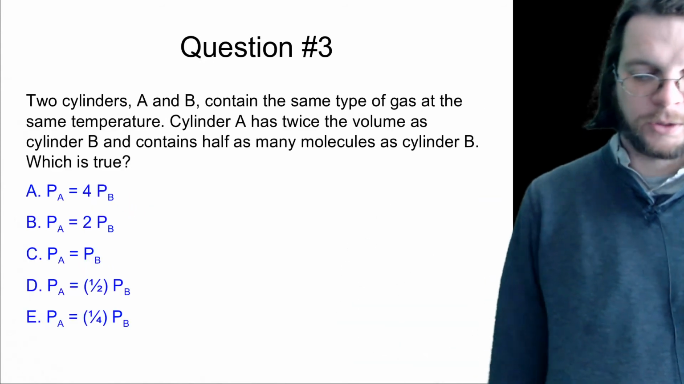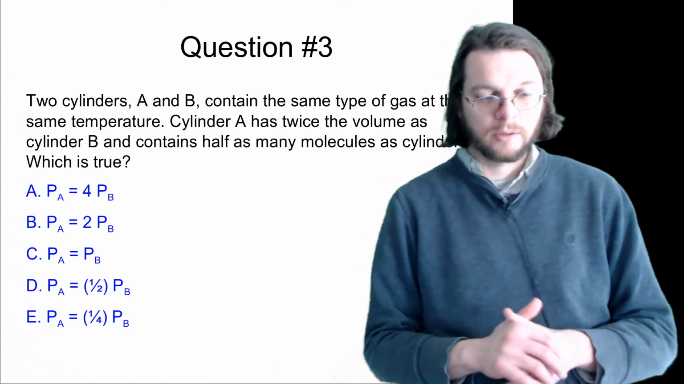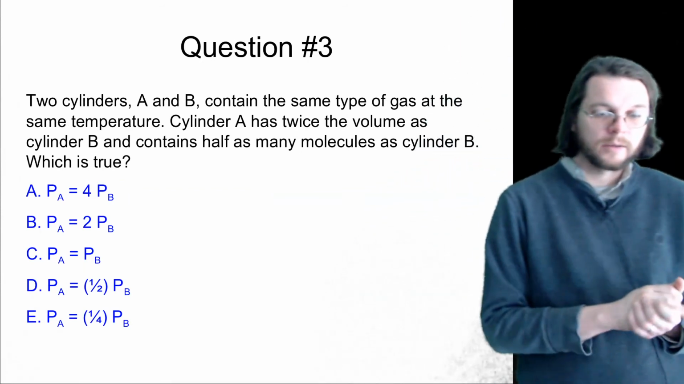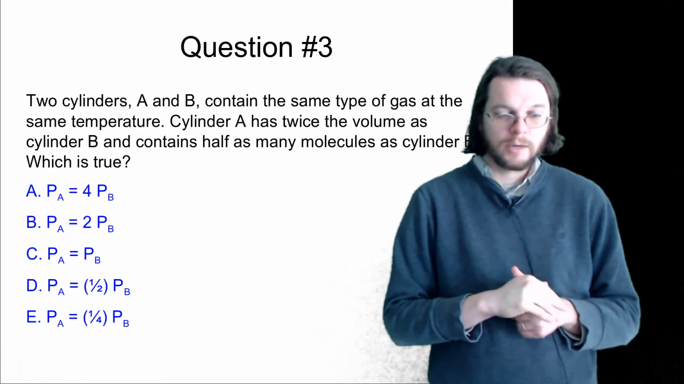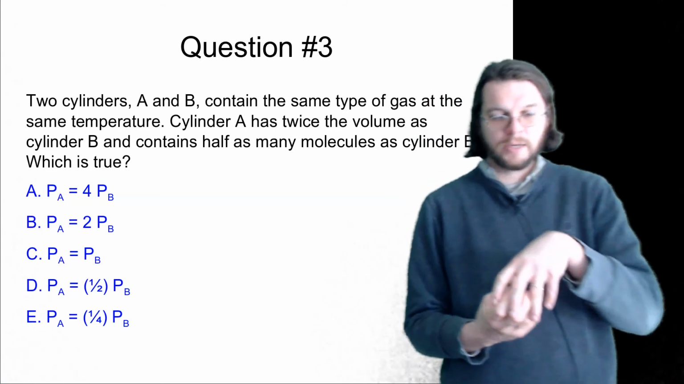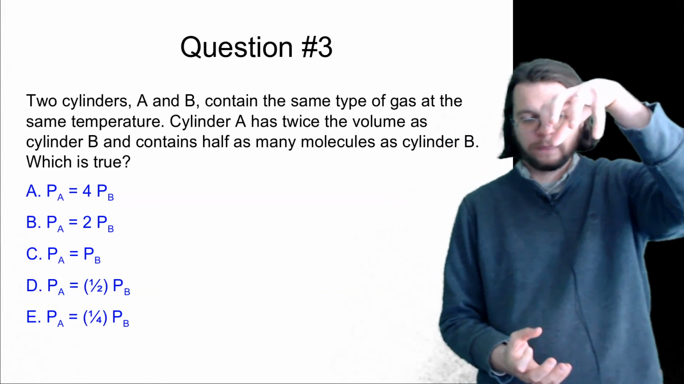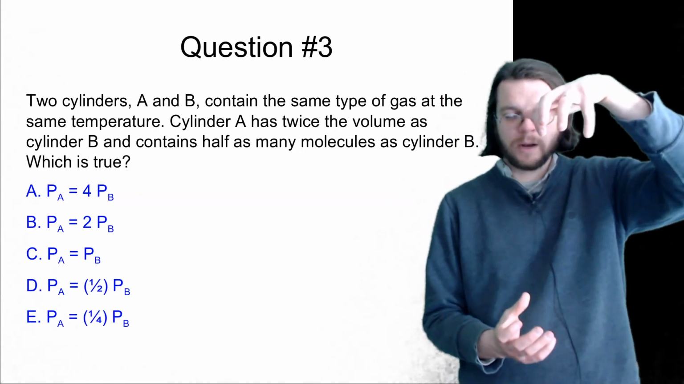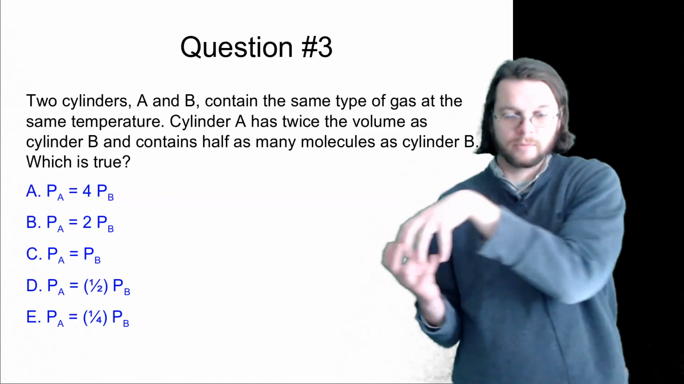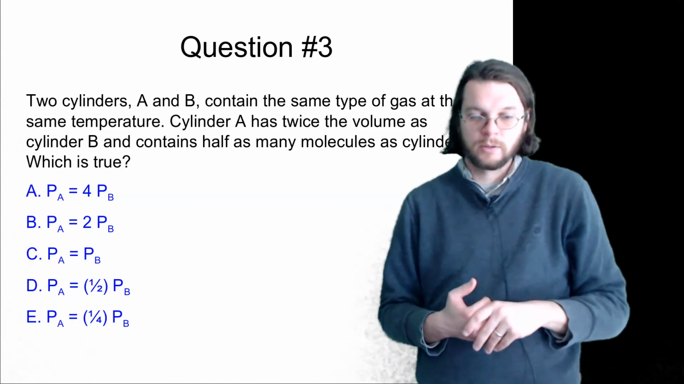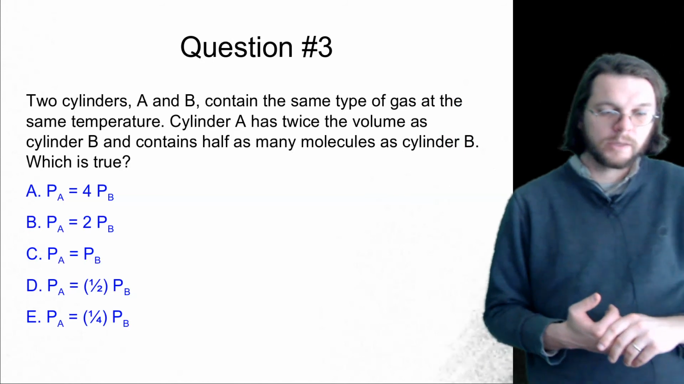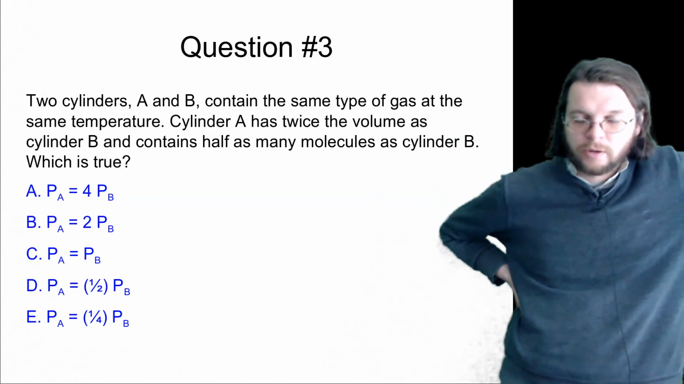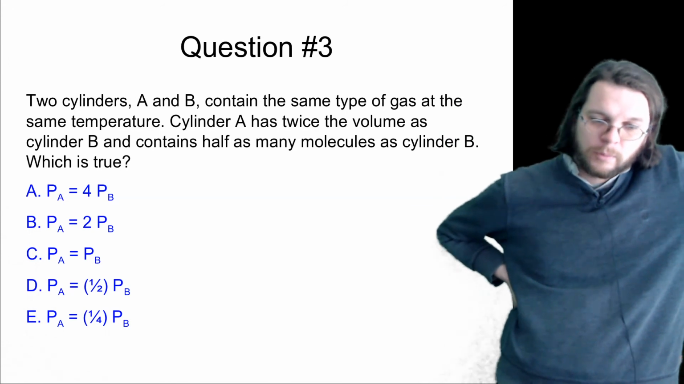So this is the kind of question I might ask you guys on the final, let's say. All right, here's another one. Two cylinders contain the same type of gas at the same temperature, but cylinder A has twice the volume of cylinder B, and it contains half as many molecules as cylinder B. So what is true of the pressure inside of cylinder A compared to the pressure inside of cylinder B?